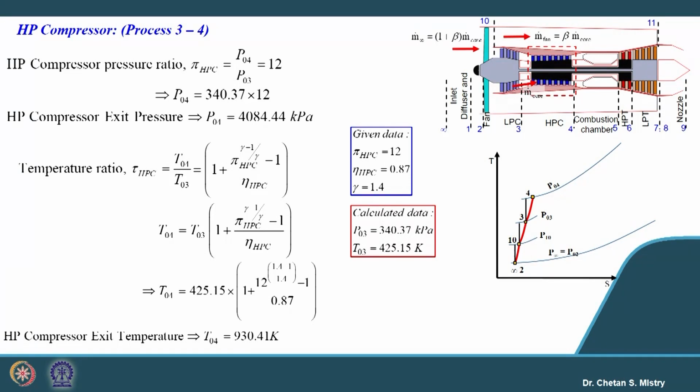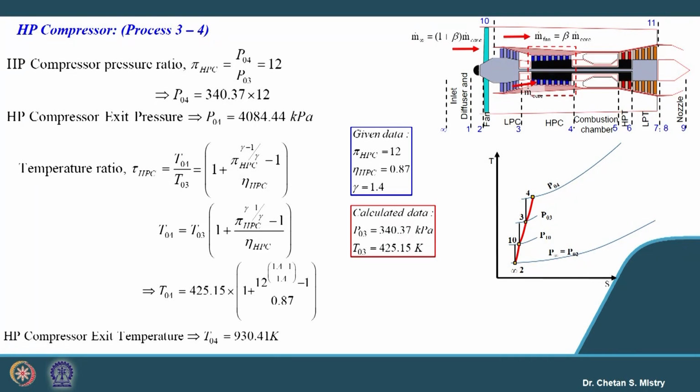Similarly, we can do our calculation for the temperature ratio. Here, since the pressure ratio for the HP compressor is given, that is 12, and the efficiency is also given, 87%, we can calculate the exit temperature from the HP compressor, and this exit temperature is coming as 930.41 Kelvin.